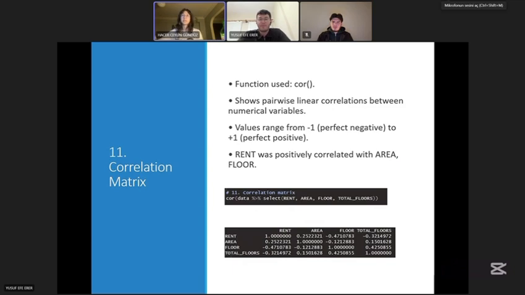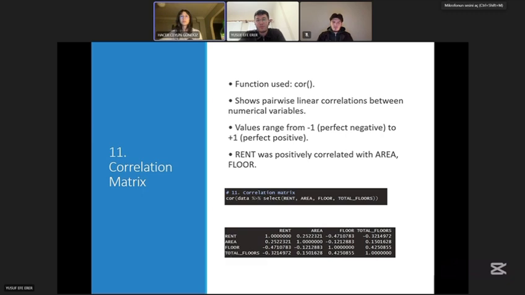Now I'll present the final results of our analysis, starting with the regression model. We created a multiple linear regression model using 3 predictors: area, floor, and total floors. Among these, only floor was found to be statistically significant. Its coefficient was negative, meaning that as the apartment floor increases, the rent tends to decrease. This aligns with our earlier correlation results.